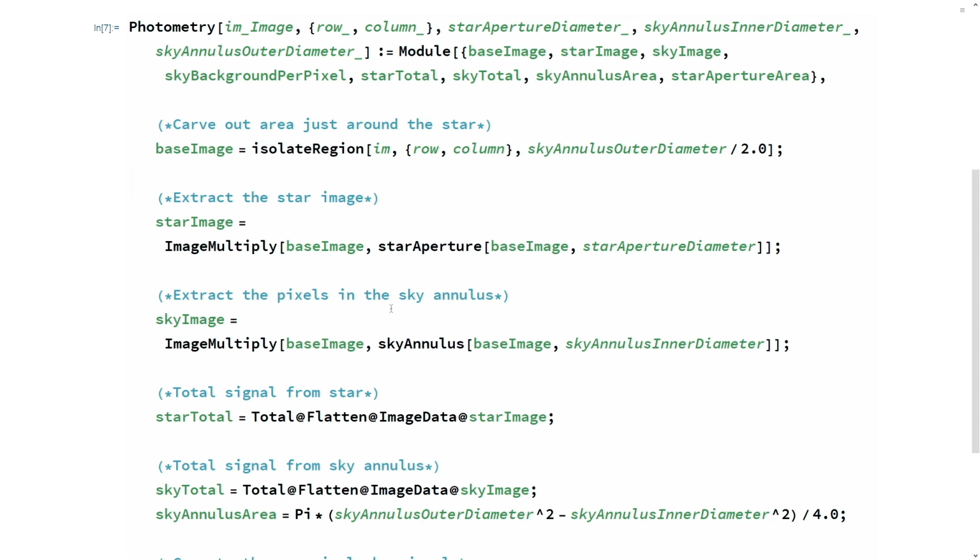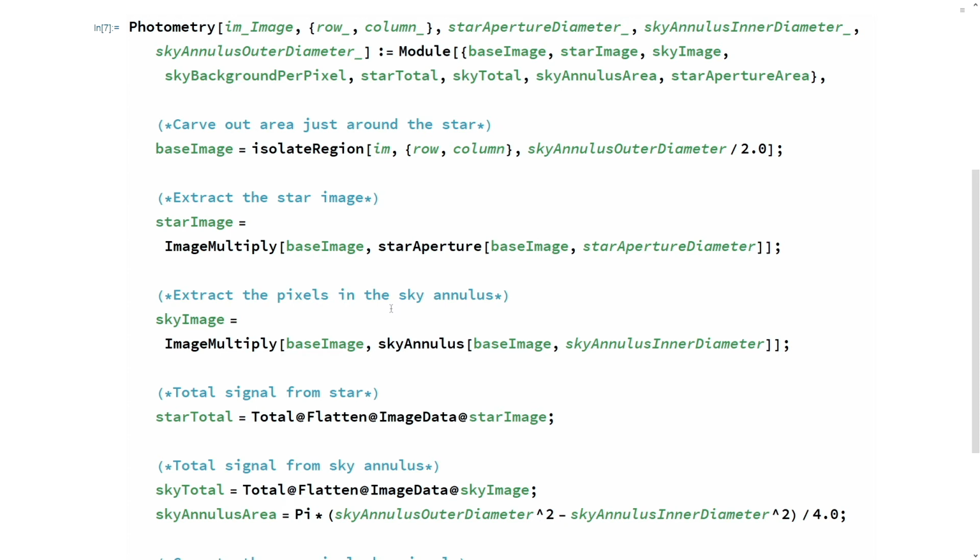This is a great thing about Mathematica. It treats images and data practically the same. So we can just take the image, convert it to data, and we're in the realm of mathematics. We can flatten it out and total it up. That'll give us the total signal from the star. Same exact thing for the sky annulus, getting the sky total.